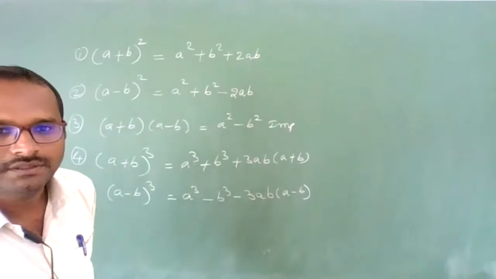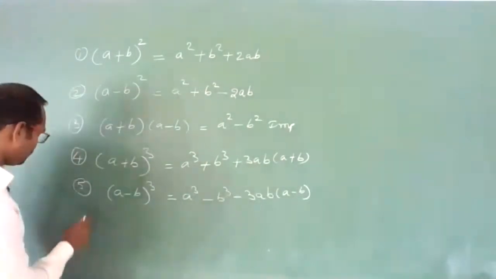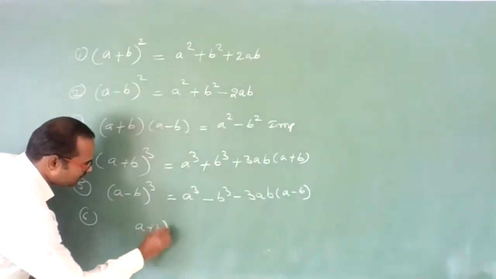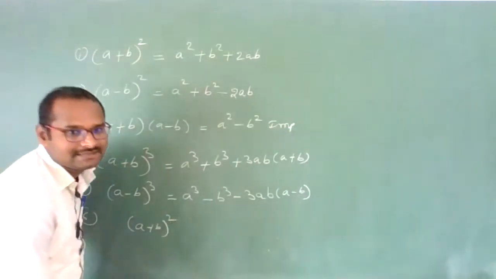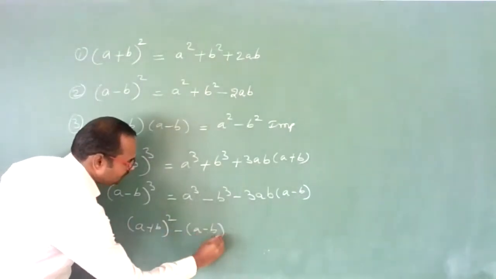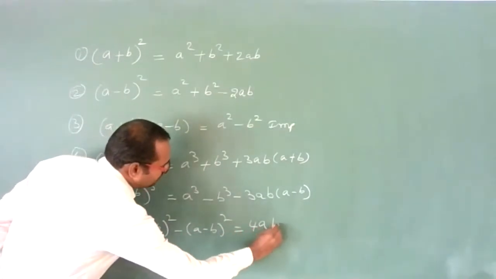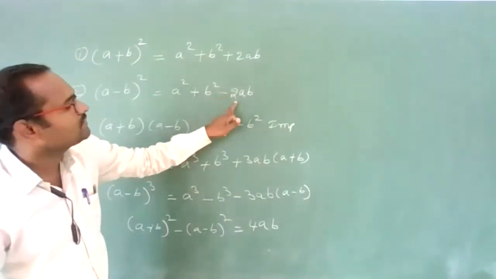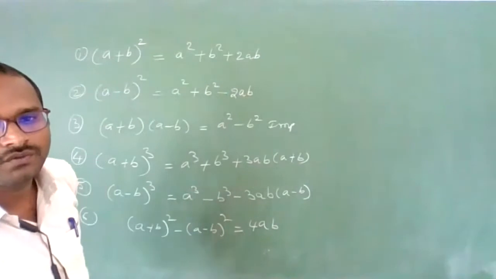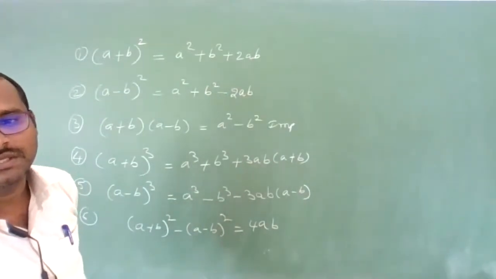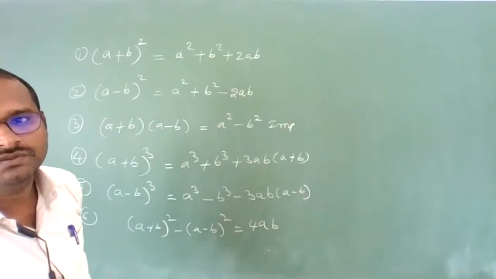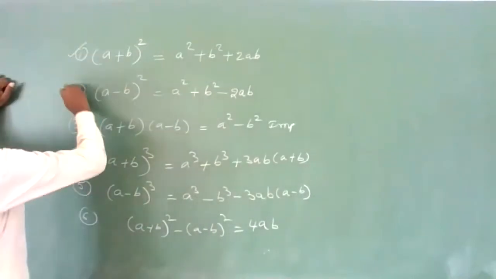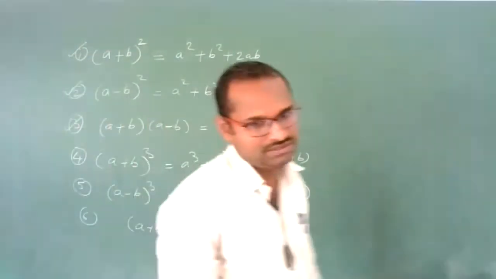Clear? And one more, the sixth one, you must remember this: a plus b whole square minus a minus b whole square is equal to 4 times ab. As you subtract these two, you will get 2ab minus of minus 2ab, so you will get 4ab. You must remember these equations. These first three you will use many times.